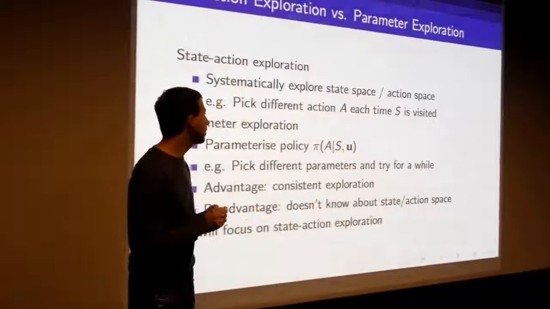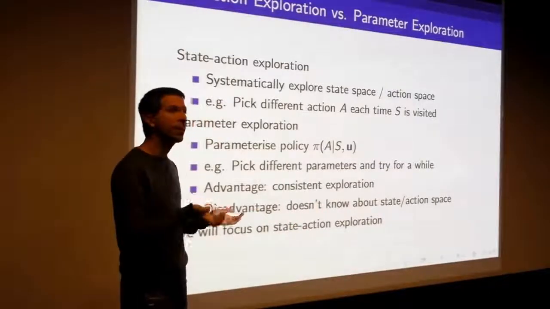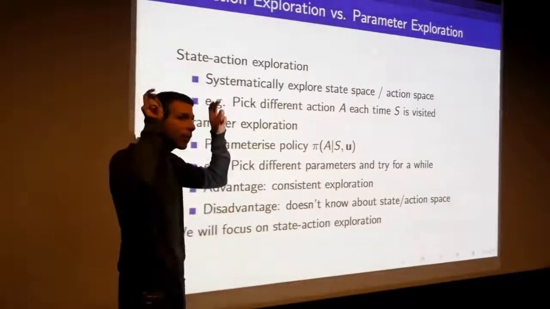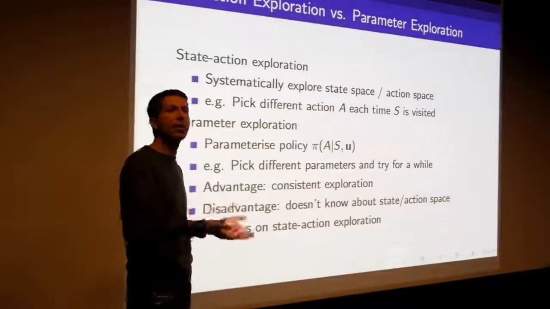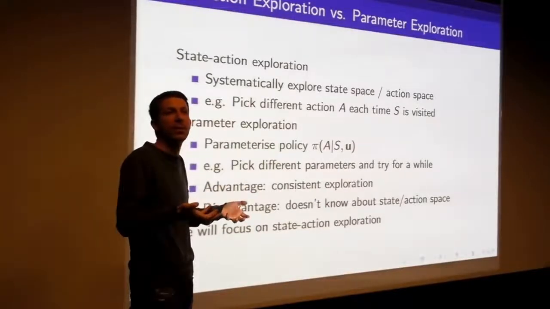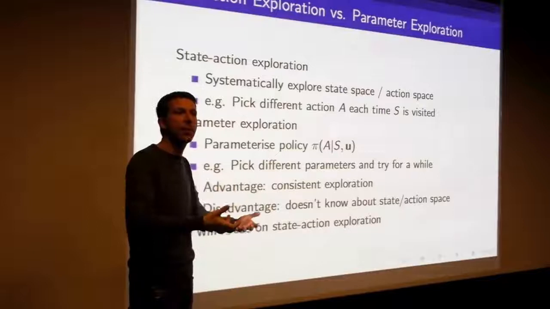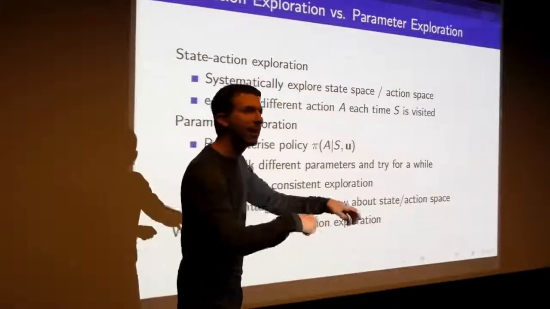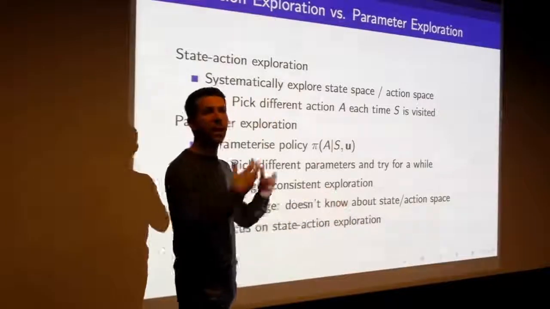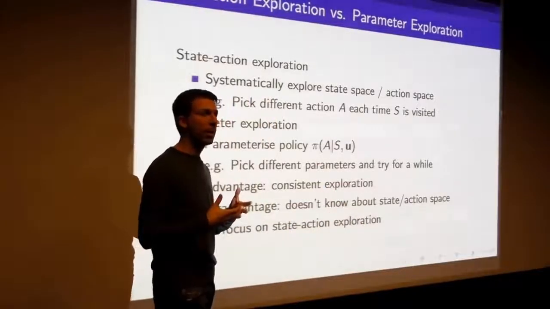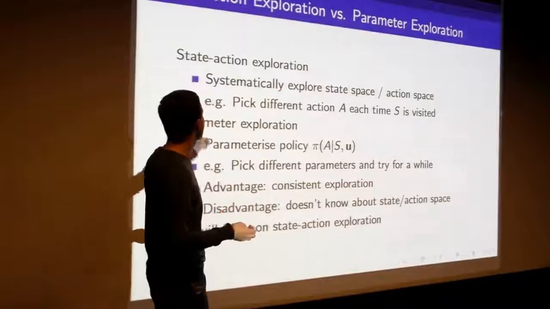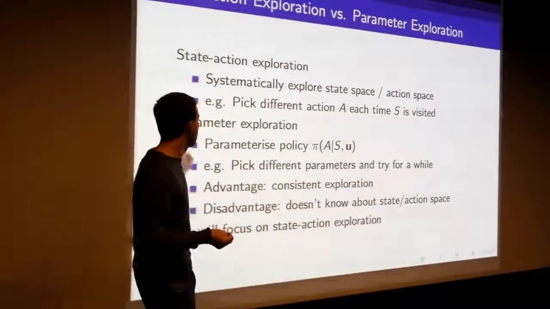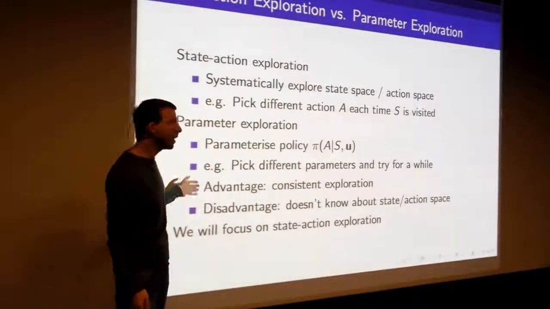And what you can do is try some parameters for a while and see how they do. Exploration could mean to say, well, let's try some different parameters from the ones we believe are best right now. Drop down a robot with a slightly different walk, see what happens, see how fast it moves, and go back and try it again. So I call this parameter exploration as opposed to state action exploration. And it has some advantages and disadvantages.